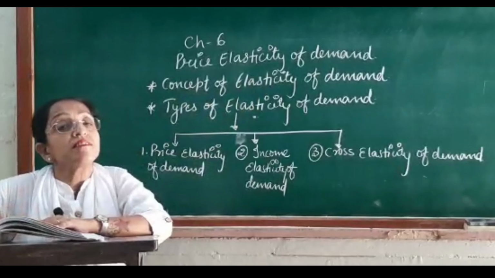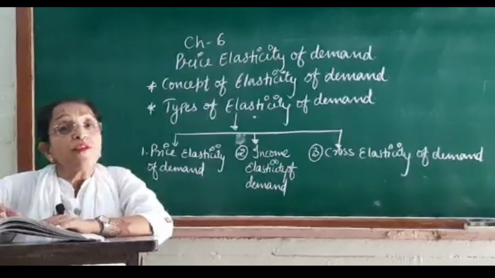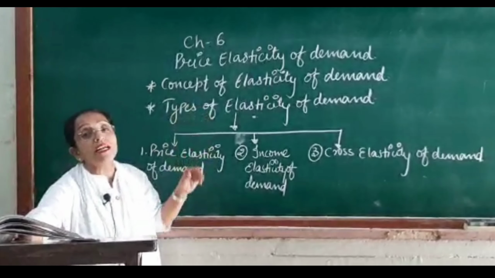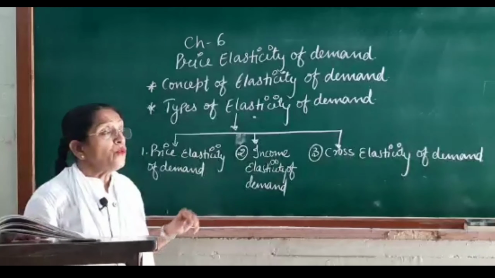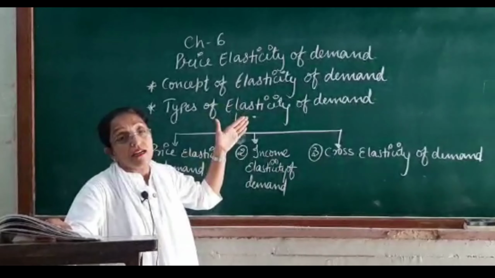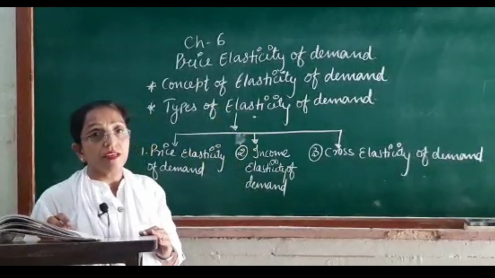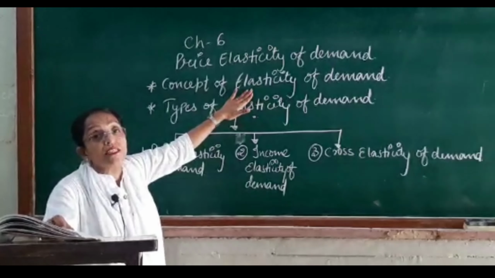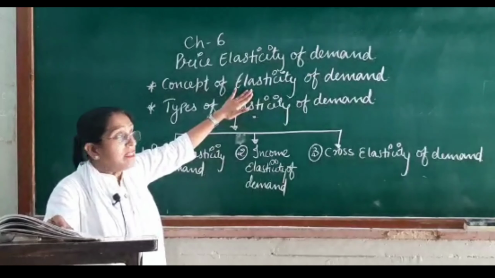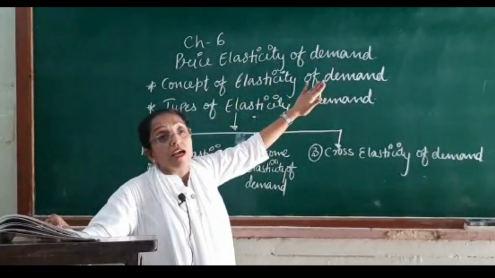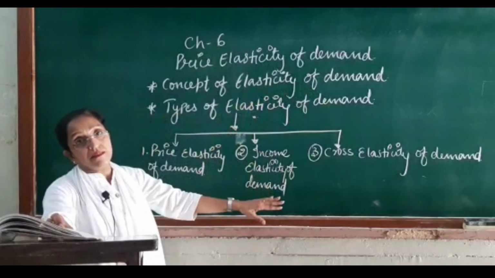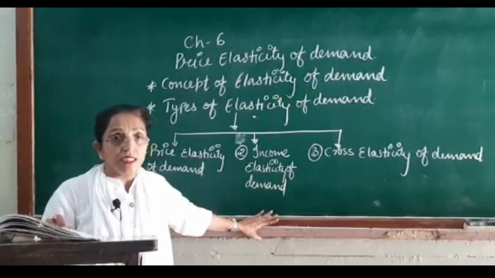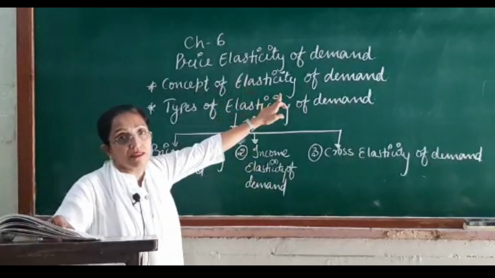What is the concept of elasticity of demand? The concept of elasticity of demand is the ratio between percentage change in quantity demanded of X due to percentage change in a determinant of demand. It means elasticity of demand shows the degree or magnitude of change in quantity demanded. It is the percentage change in quantity demanded due to percentage change in the factor affecting demand of the commodity. That is the elasticity of demand.